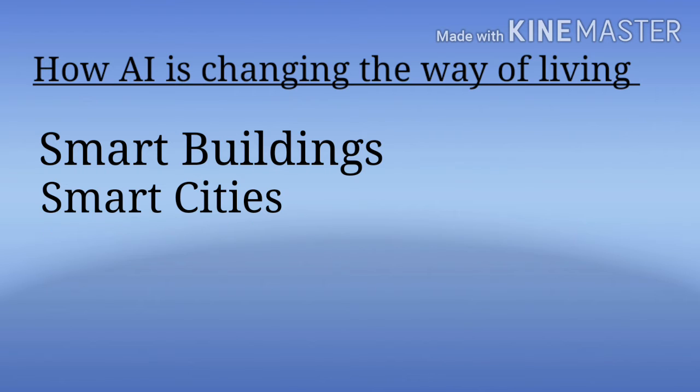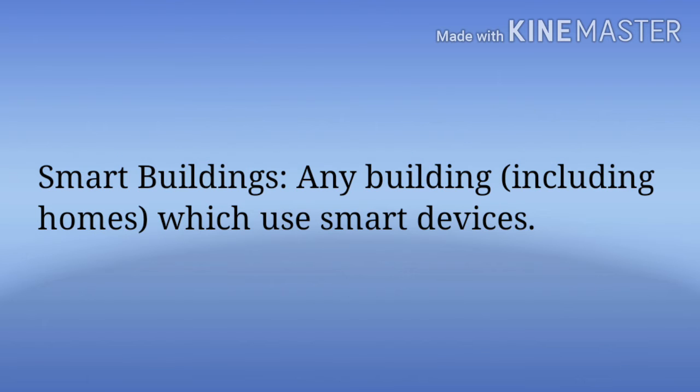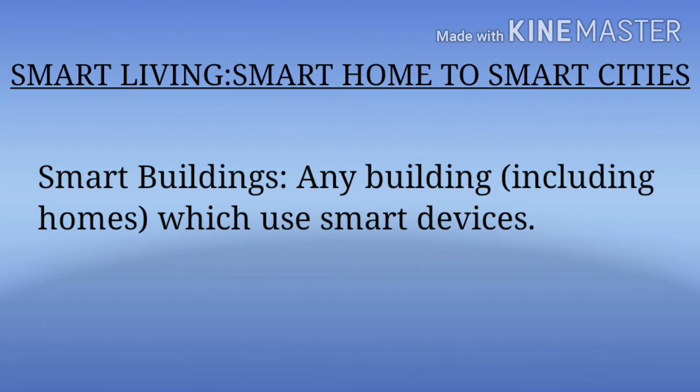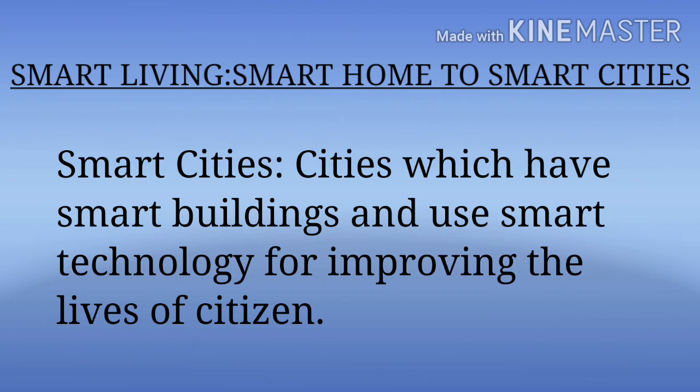So, first of all, let's see some definitions of important terms. What is a smart home? A home which uses smart devices. And a smart building, the buildings which have many homes which are using smart devices. And what are smart devices? That means the devices which are connected to the internet and are able to communicate with the internet. So these are the smart devices, and we all have smart devices with us, isn't it children? Yes. Then the smart cities, the cities which have all these things like smart buildings, smart devices and smart homes.